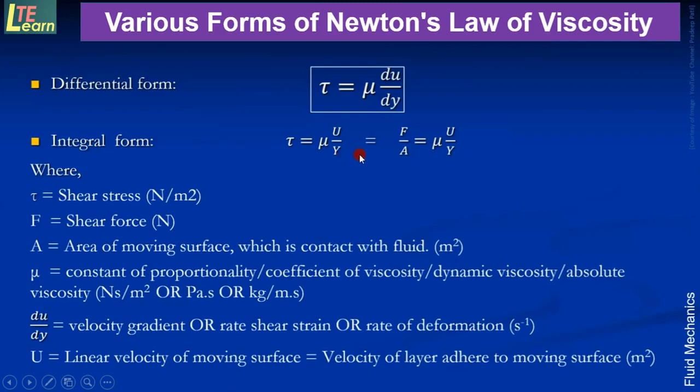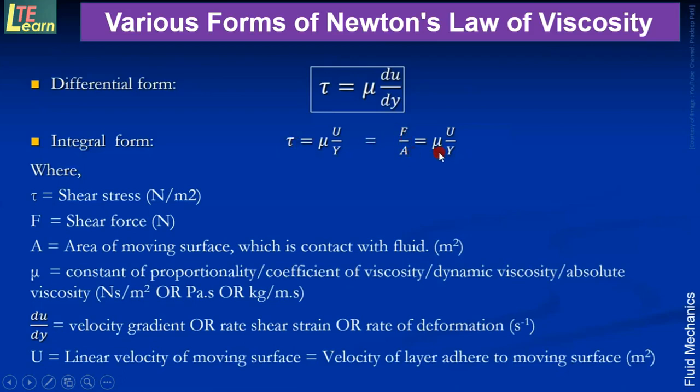In this integral form we can write tau, meaning shear stress, that is the ratio of force to area of the moving surface in contact with fluid, and shear force is applied by one layer over another layer. So F upon A means shear stress. Force unit is Newton, area unit is meter square. So Newton per meter square will be the unit of shear stress.